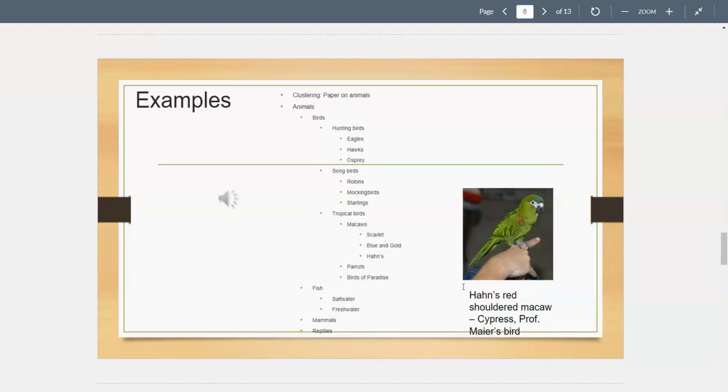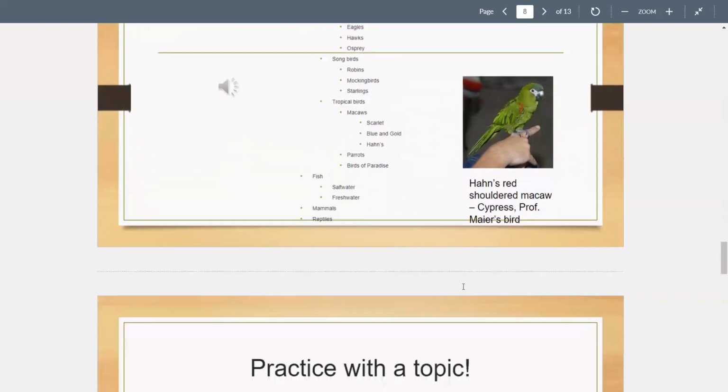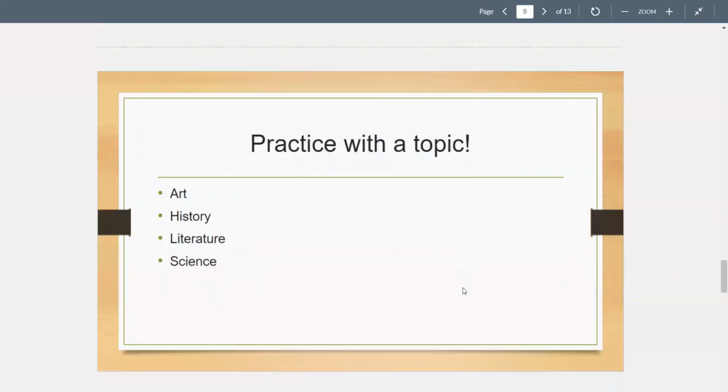So I personally really like the clustering, but you can see all of these techniques have some really great usages to them that can help you figure out what you want to do for a topic. So if we were in the classroom, we would practice with this topic, but it's just to show you that you can do it with any topic. I picked animals just because that's a love of mine.